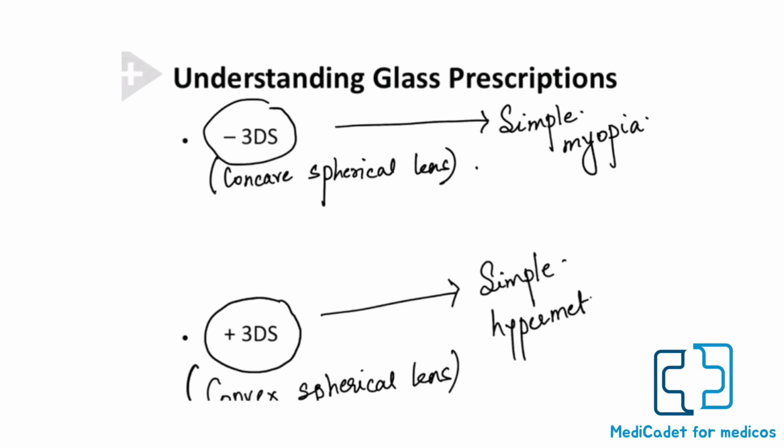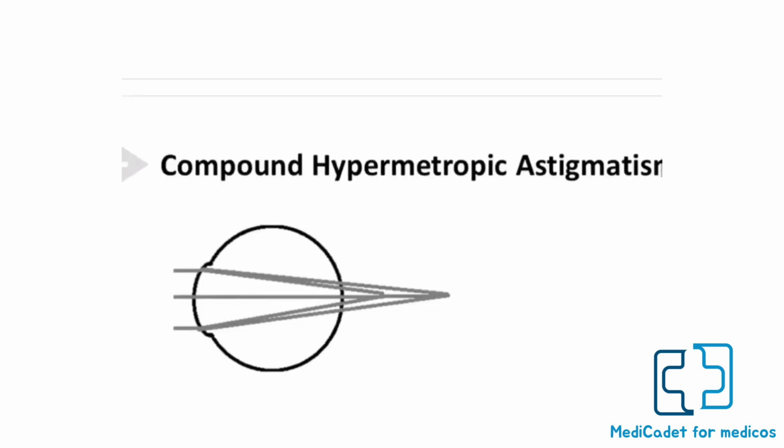This is a simple hypermetropia. So if we have a minus sphere, it's a simple myopia. If it is a plus sphere, it is a simple hypermetropia. Right? So up to here, I think it was simple. There is really nothing to confuse. The confusion actually starts happening when we start discussing astigmatism. So let's go back to the pictures of astigmatism first.